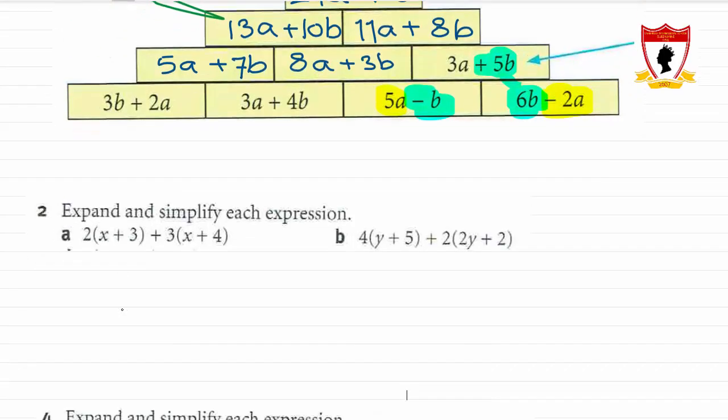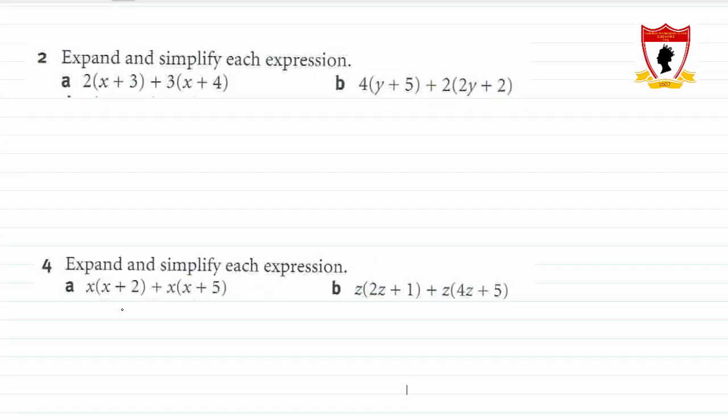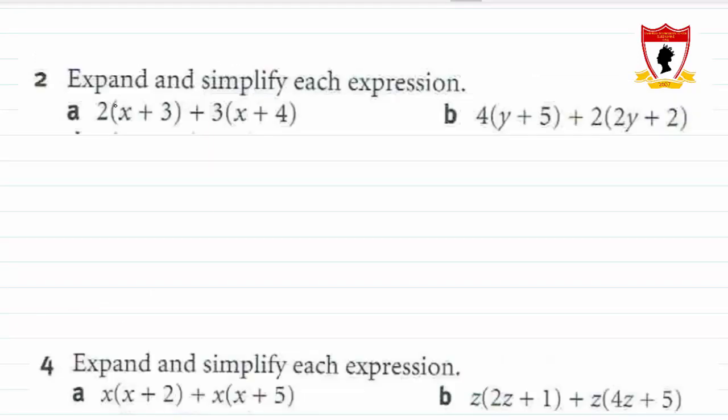Done. This question: expand and simplify each expression. To expand, we always multiply the number which is outside the brackets by what is inside the brackets. And the same thing here. After we expand the bracket, we add the like terms. Then that will be the simplifying step.